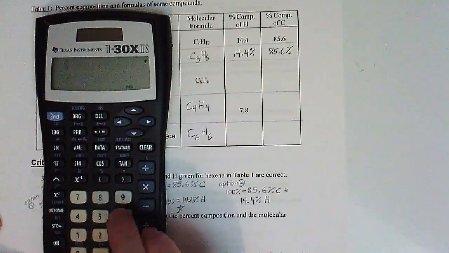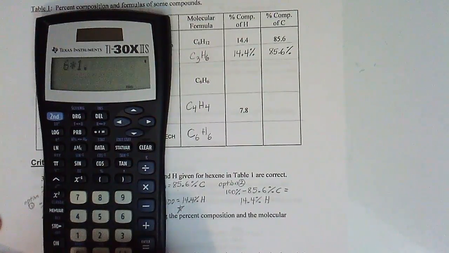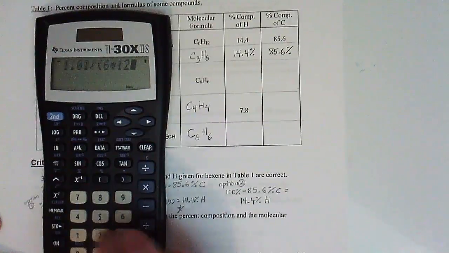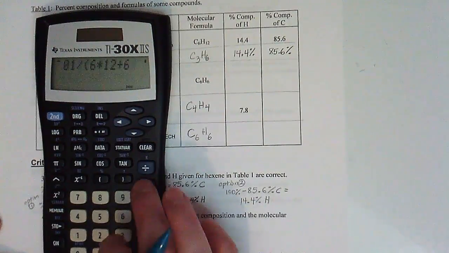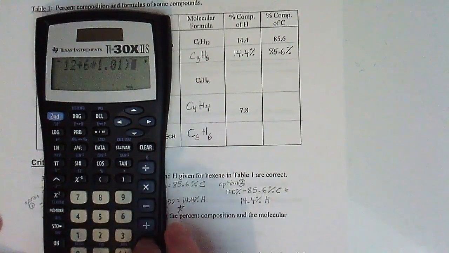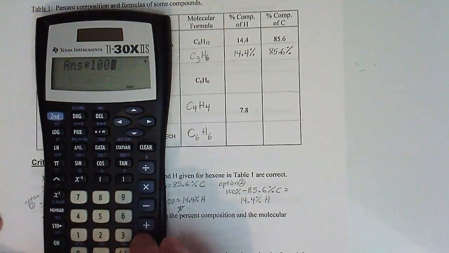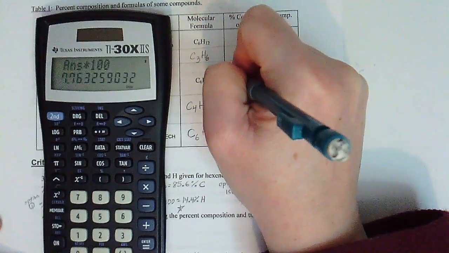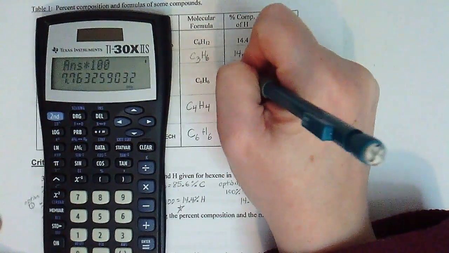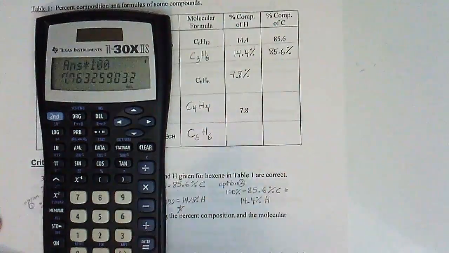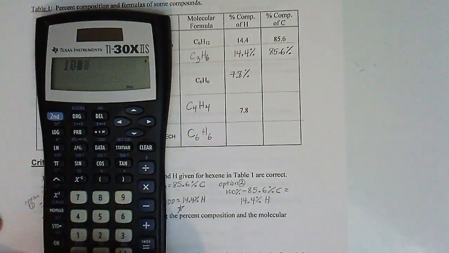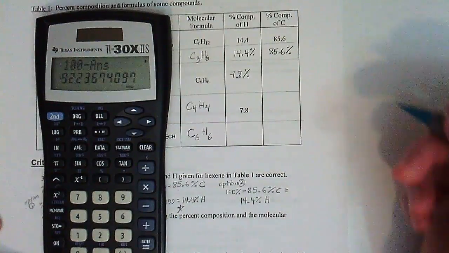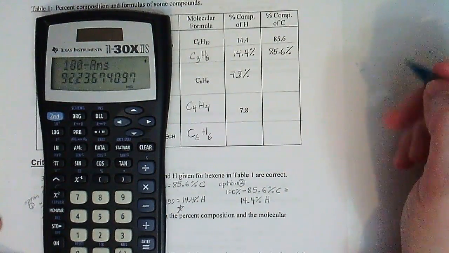In my next one, again, hydrogen is first, so 6 times 1.01 divided by 6 times 12 plus 6 times 1.01, times 100, and I get 7.8%. And so 100 minus my answer, and I have, we'll say 92.2%.